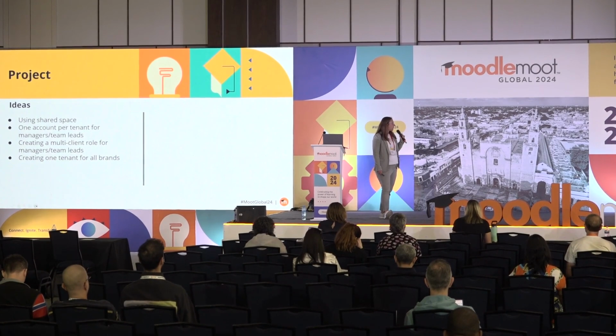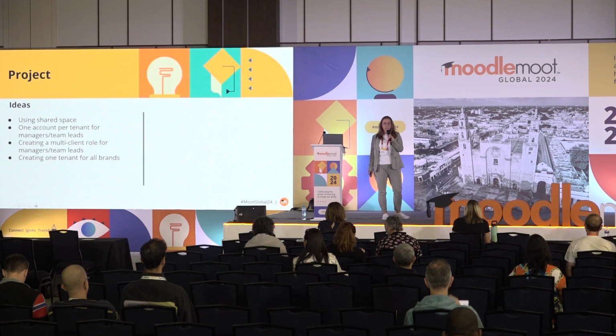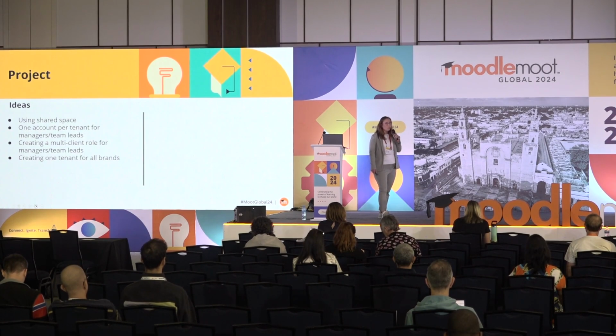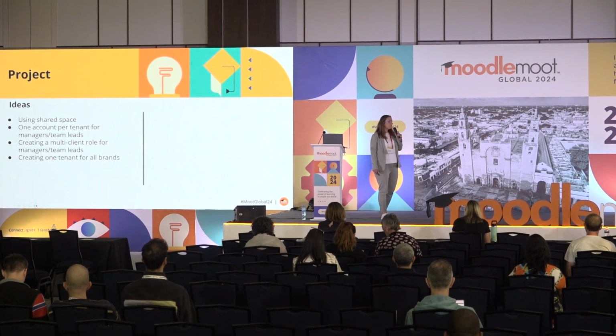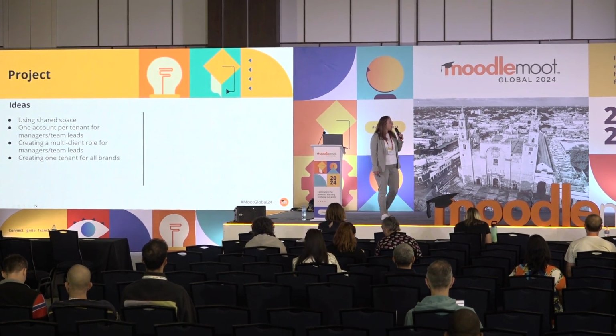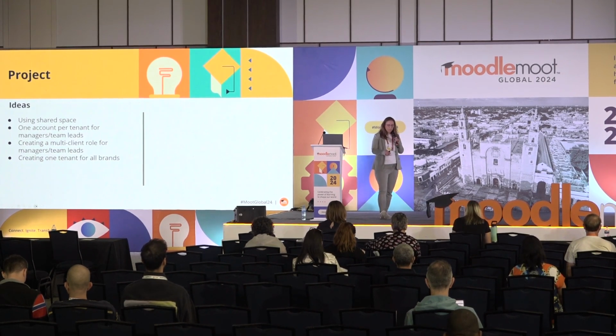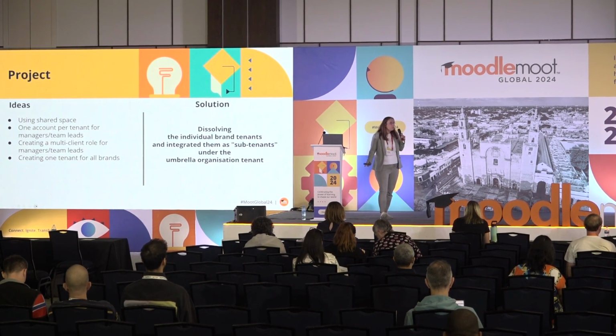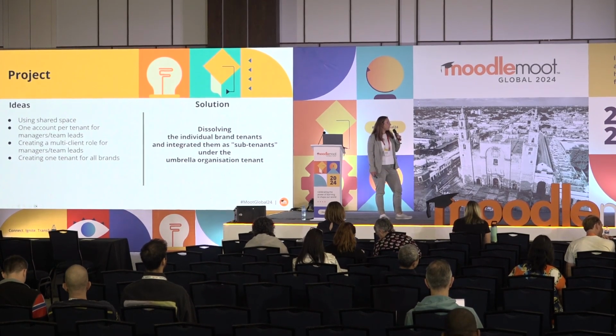And the last idea was to create one tenant for all brands to make sure that cross-tenant collaboration and the visibility of all team members are possible for our team lead. So the solution we chose was dissolving the individual brand tenants and integrating them as subtenants under the umbrella organization.